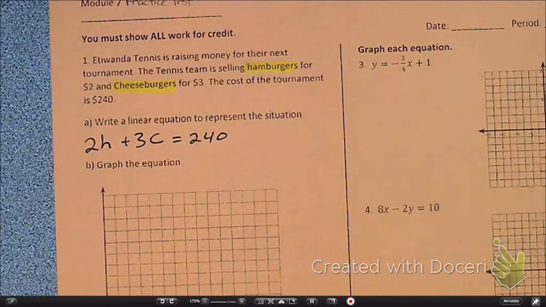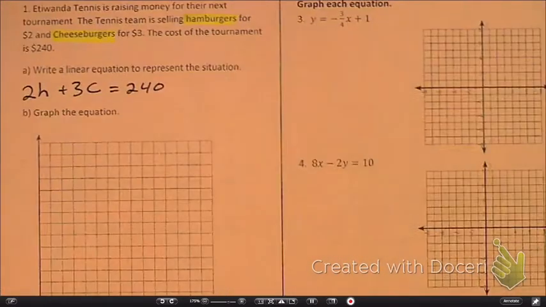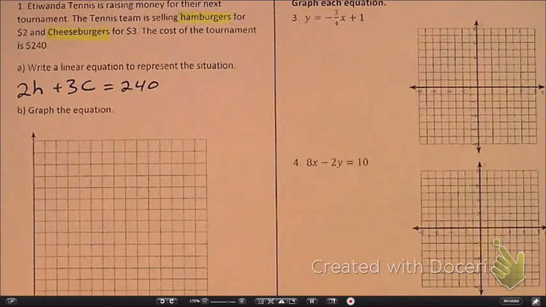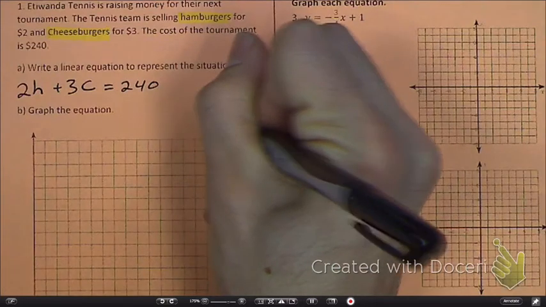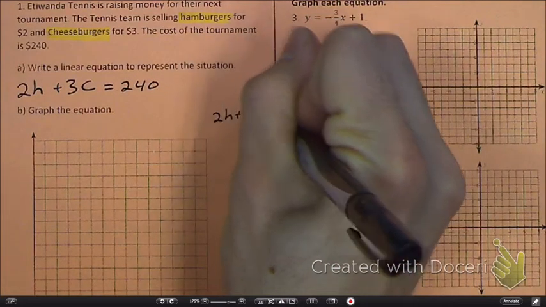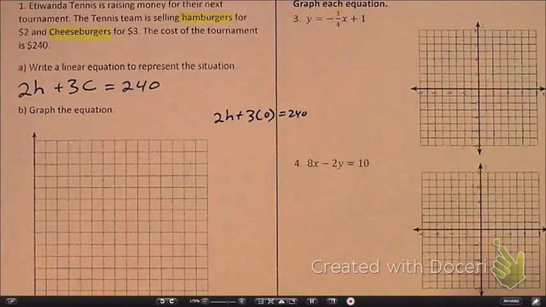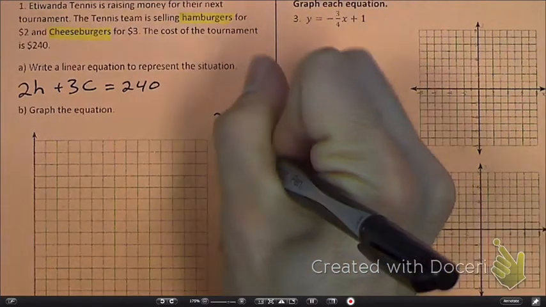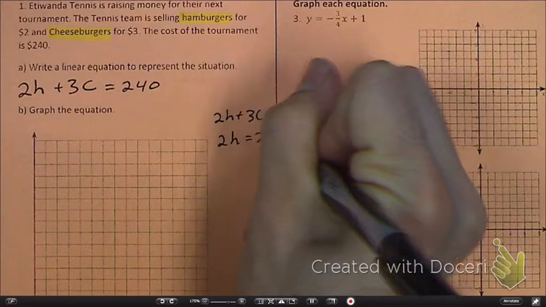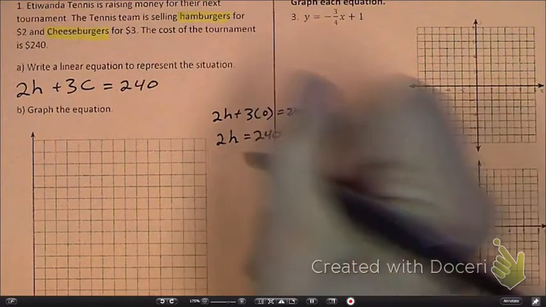How do I graph this equation? X and Y intercepts. The x-intercept is 120 and the y-intercept is 80. 2H plus 3 times 0 equals 240. What is 3 times 0? 2H equals 240. Divide by 2 and H is 120.